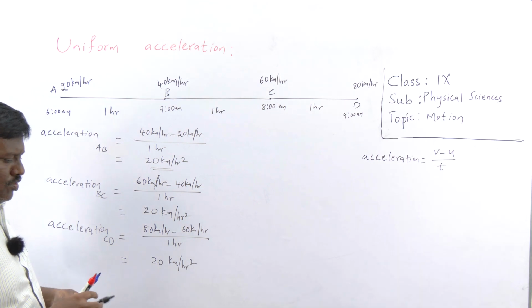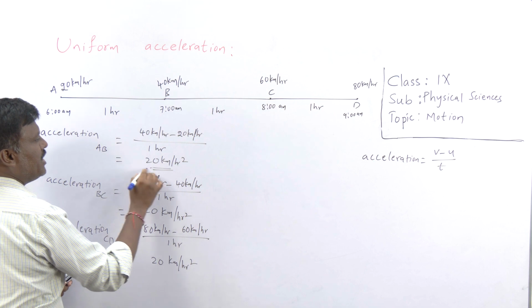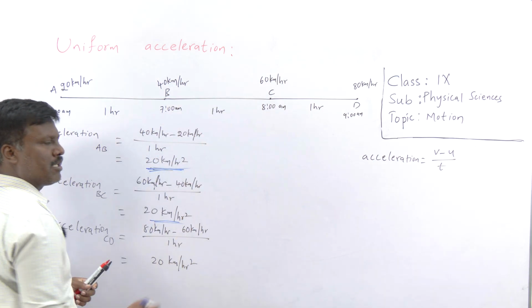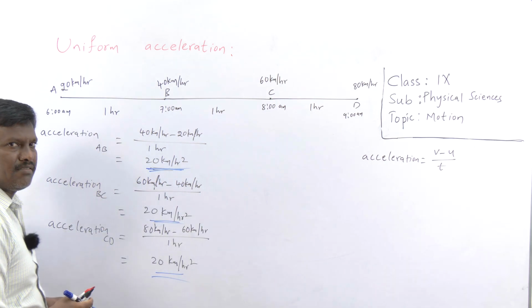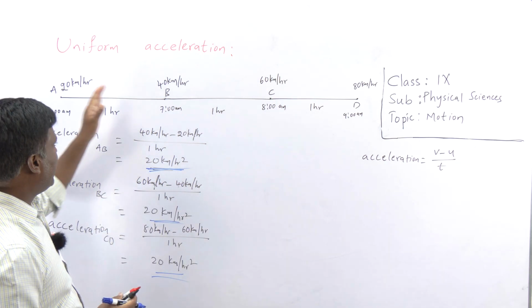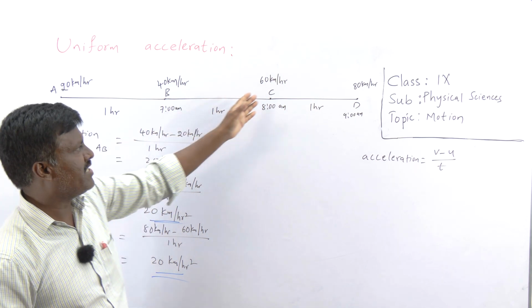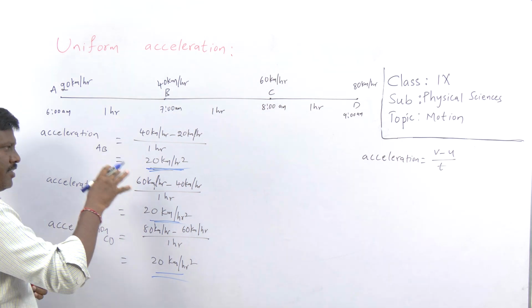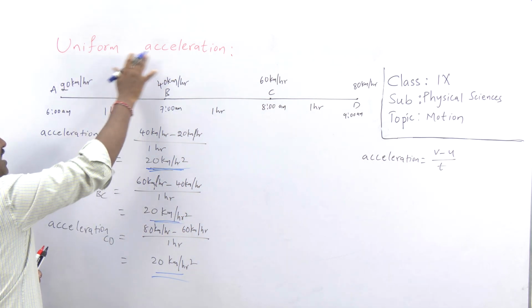So tell me, what is the acceleration of the car between AB? 20 kilometer per hour square. Between BC also 20 kilometer per hour square. Between CD also 20 kilometer per hour square. The acceleration is the same. Between A and B, between B and C, and between C and D, it is moving with the same acceleration. That means this car is moving with uniform acceleration, the same, constant acceleration.